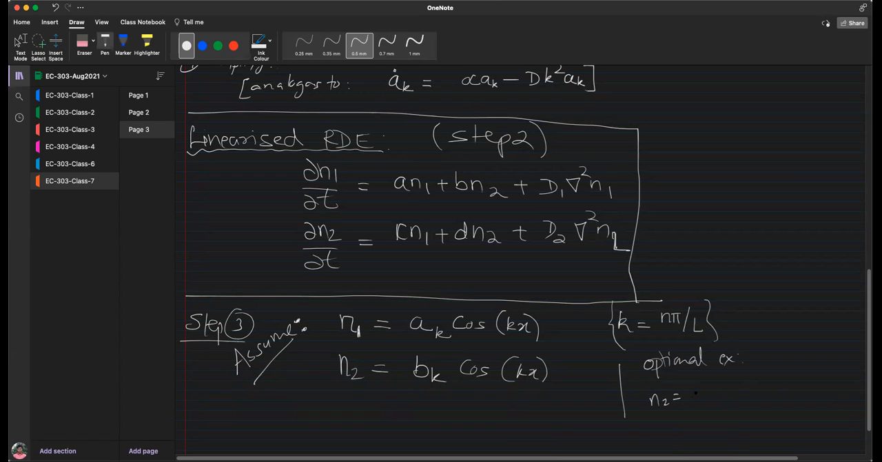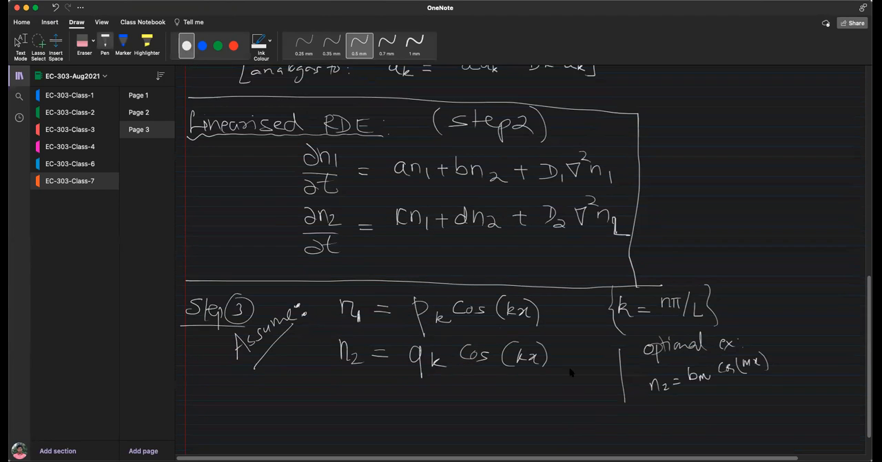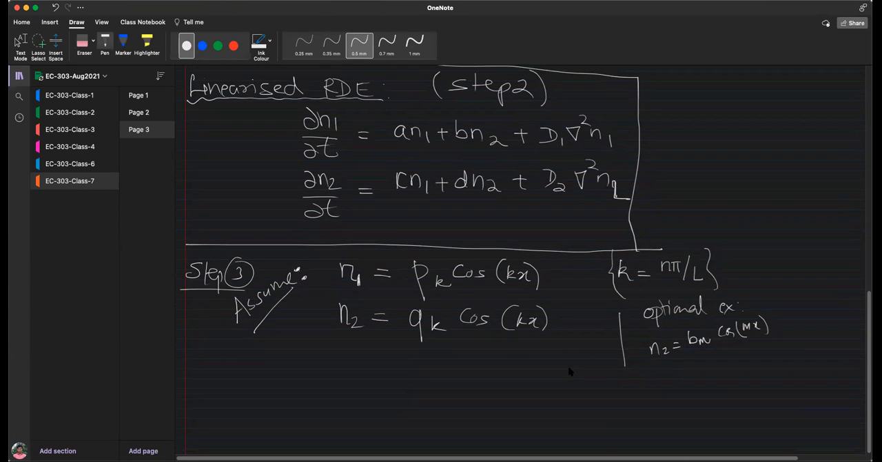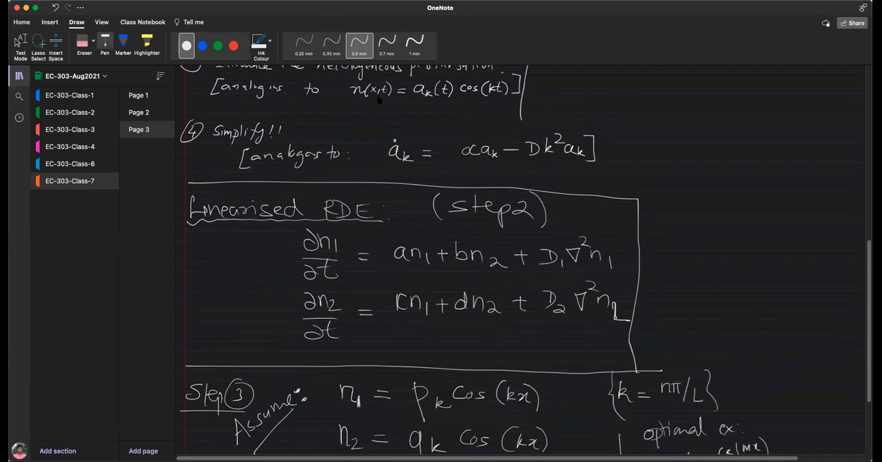Let's say N2 is B_m cosine mx. Okay, try this out. Oh, by the way, there's a problem with my horrible notation. I've already chosen A, B, C, D. Let's not call them A and B. Let me call them P and Q. Is that fine? Okay, so I have introduced these periodic perturbations. Now that was step 3.